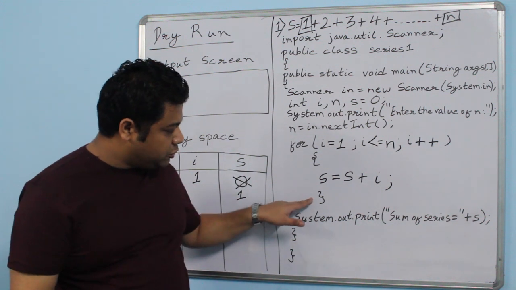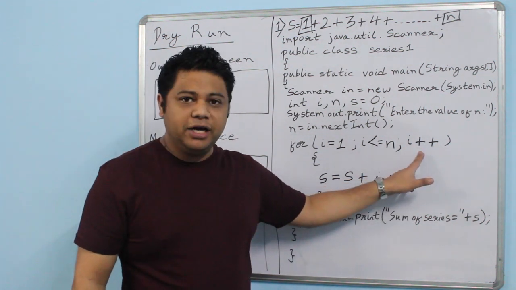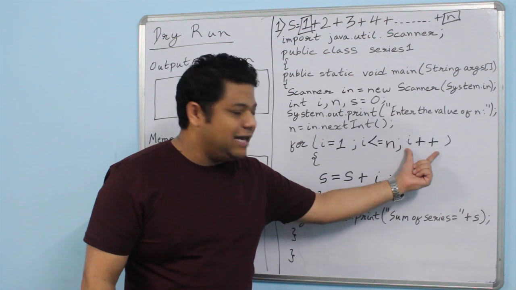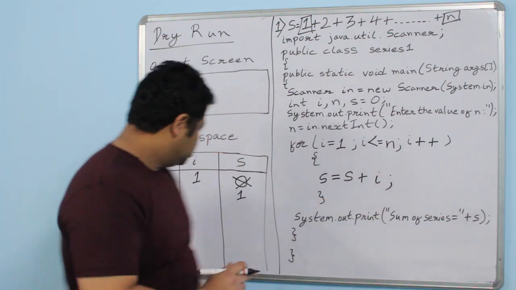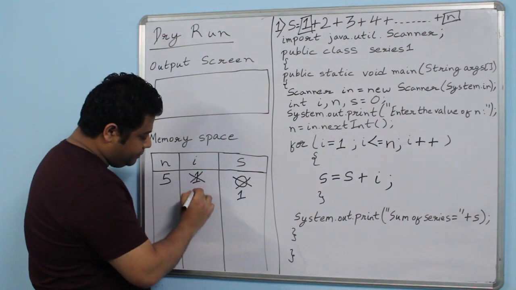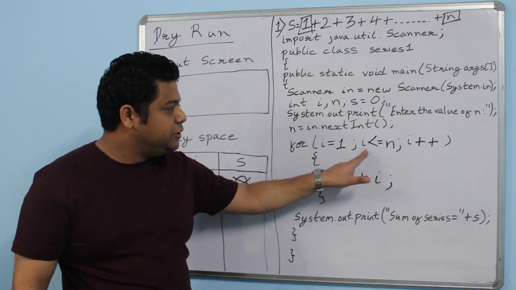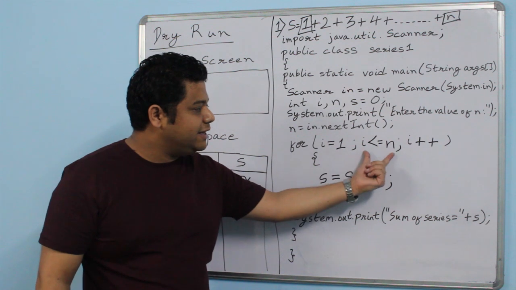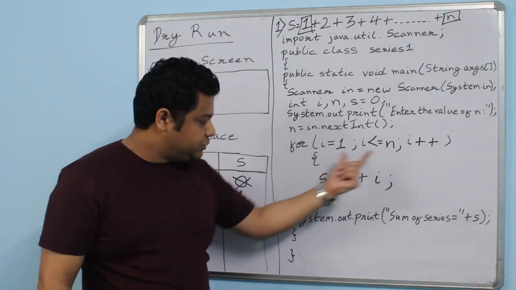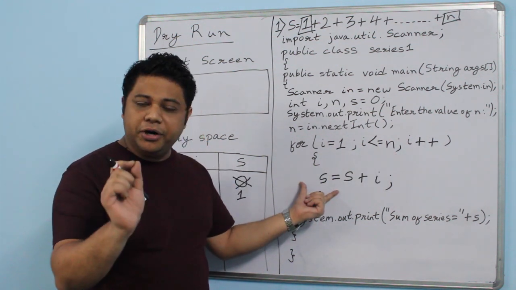After that the bracket is closing. We go back to the increment operator. So the value of I over here increments by 1. So I was 1, it will now become 2. Again the condition will be checked. 2 is less than or equal to 5. So again the condition is true. True means we go in the body of the loop again.